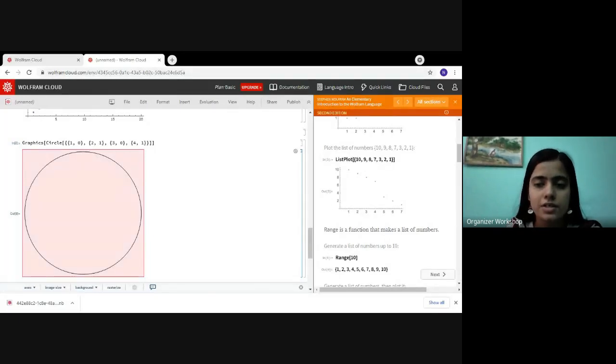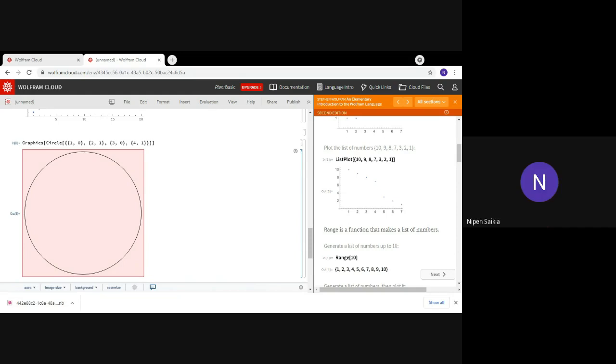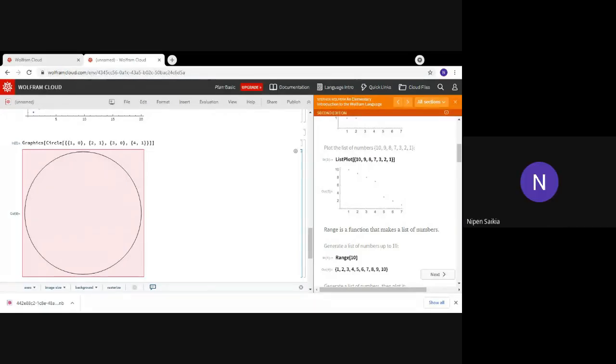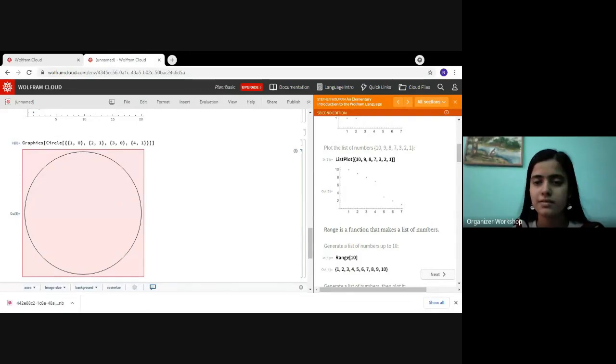Sir, there is a question from Saikia ma'am. She asked, for sign-in, do we have to use institutional email IDs? No. For signing in to Mathematica, we can use any ID. I have used a Yahoo ID. Okay. Thank you, sir.